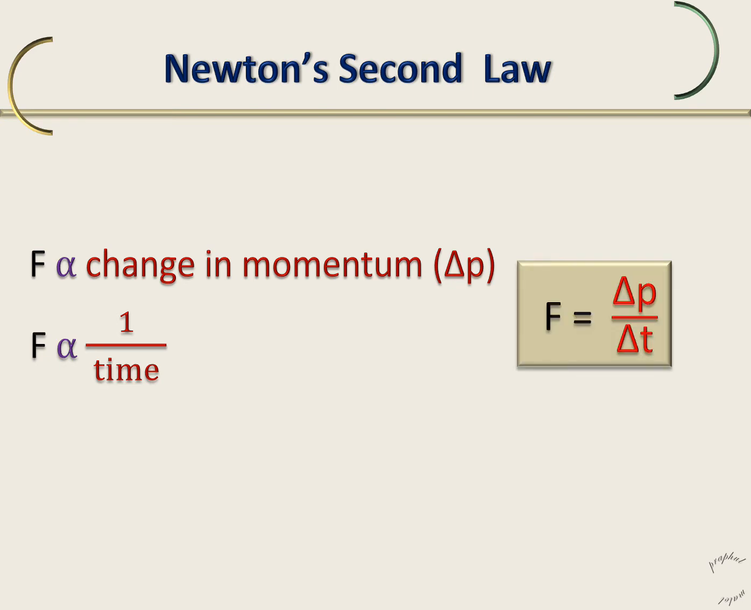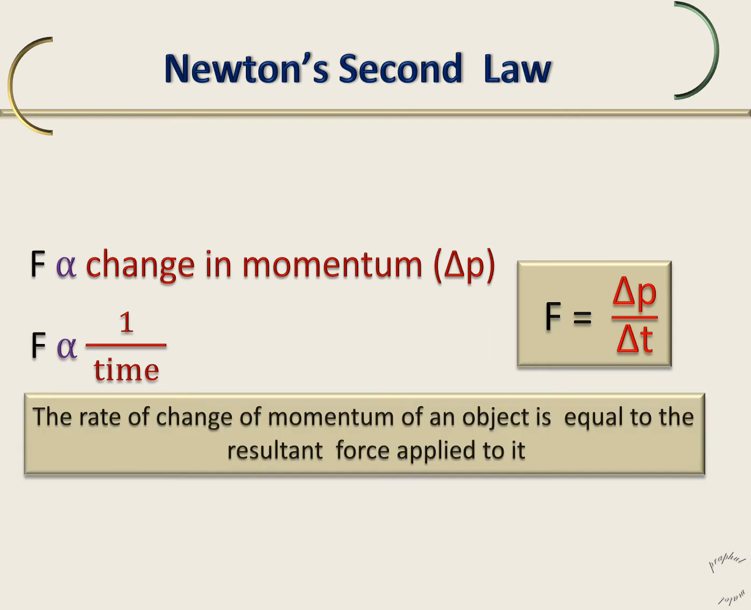Now I am combining these two factors into a single equation. Together you can say the resultant force acting on a body is equal to the change in momentum over time, or what you call the rate of change of momentum. What you can see there is the statement of Newton's second law: the rate of change of momentum is equal to the resultant force acting on a body.